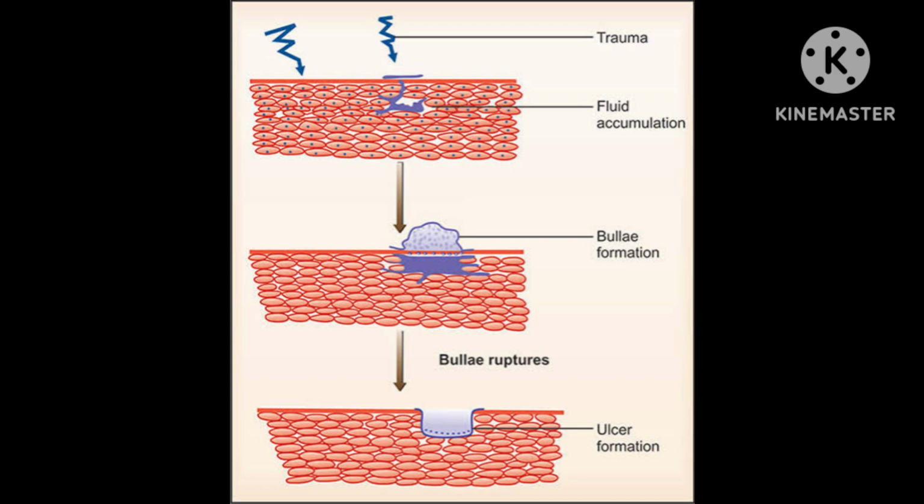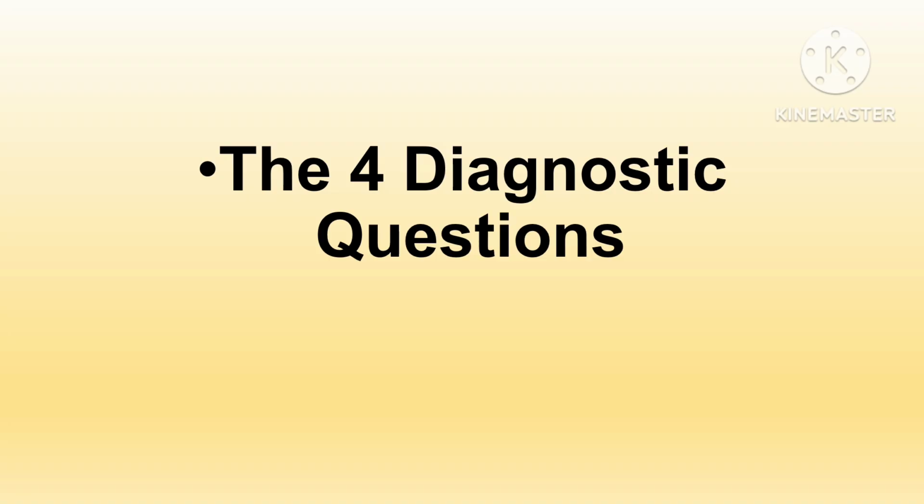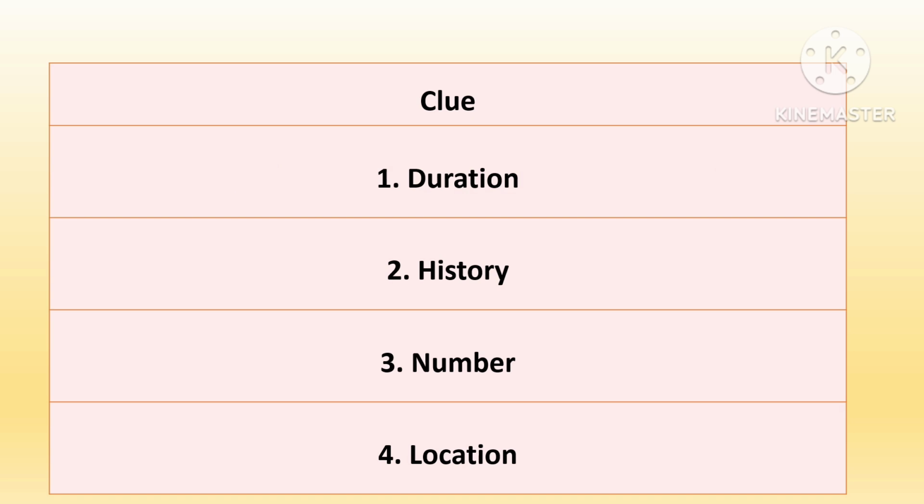Diagnosing these lesions may feel confusing at first because so many of them look alike: red, painful, and irregular. But by asking just 4 clinical questions, you can narrow down the possibilities quickly and accurately. Let's walk through all these 4 diagnostic clues with examples one by one. Clue 1 is the duration of the lesions. The first question is about the duration. How long have the lesions been present?